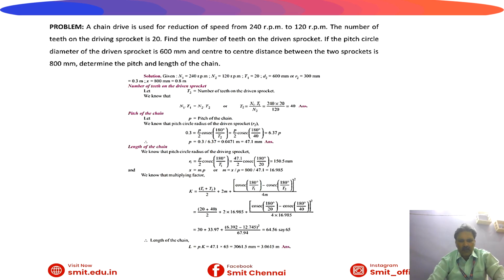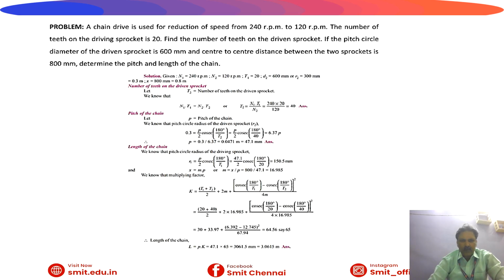That's all. We have to remember the formulas. That's the only thing. Multiplying the factor is the important one. We are considering the factor in this. K equals T1 by 2 plus 2m. Sorry, not 2 meter, 2m. That is module. By that we are using that one. Then you have the relationship. Substituting all the values in that formula, we will get 64.56, approximately 65.